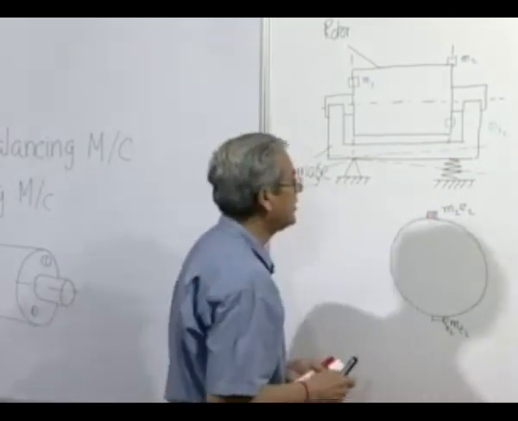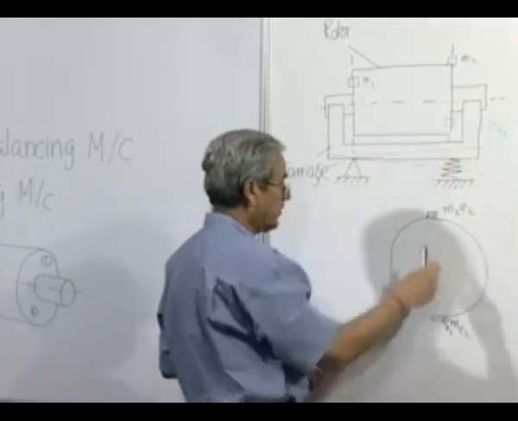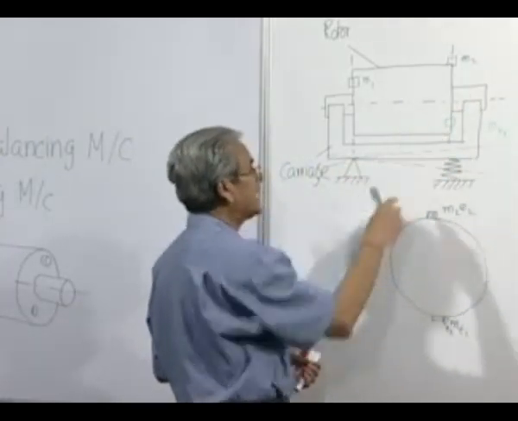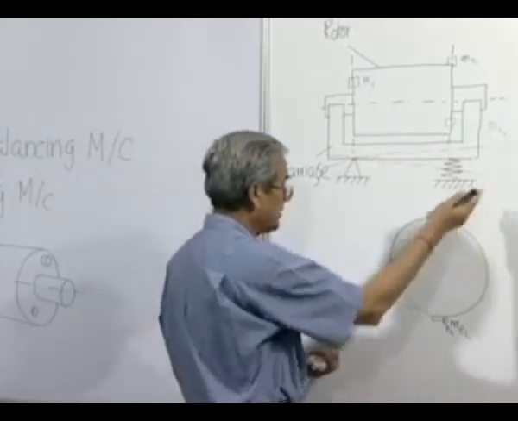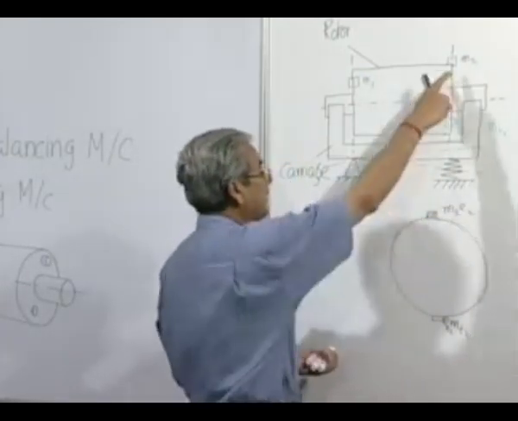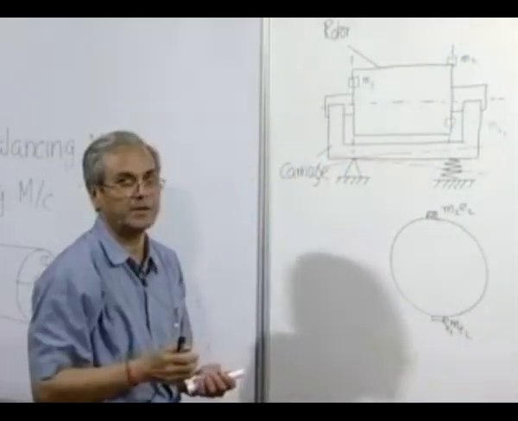So, what we have done is completely neutralized the effect of M2 by putting a suitable balancing mass, which has been adjusted to become the balancing mass. The original trial mass has been converted, so that this effect of M2 in creating unbalance is neutralized.